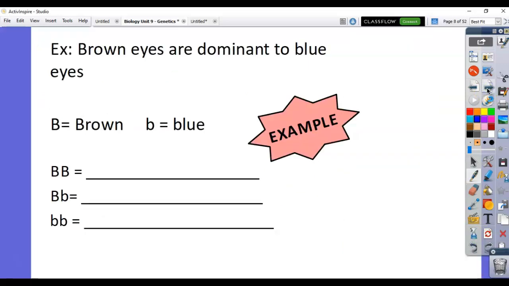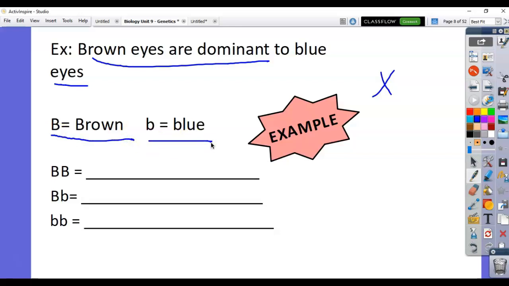Let me give you an example. Brown eyes are dominant to blue eyes. So dominant means they're going to win. Blue eyes are recessive. So the first thing we do is we assign letters to genes. These are letters that we make up. Just like in math class, you use X to symbolize something, we make up letters to symbolize dominant and recessive genes. So here they already gave it to us. Since brown eyes are dominant, they get a capital letter. So capital B equals brown, lowercase b equals blue.